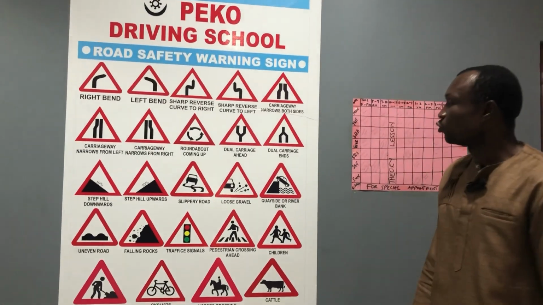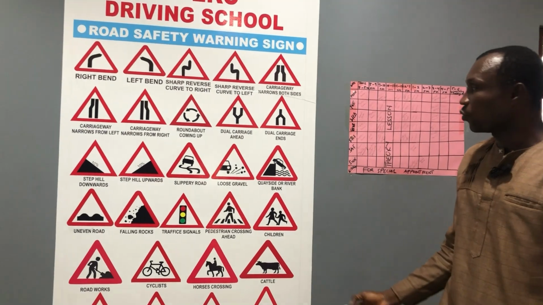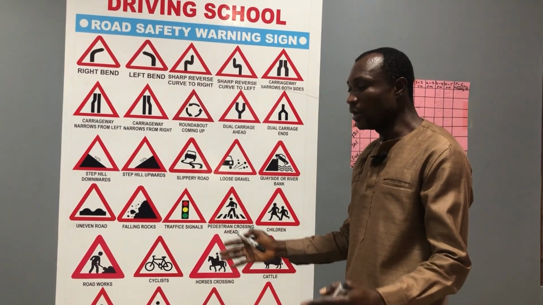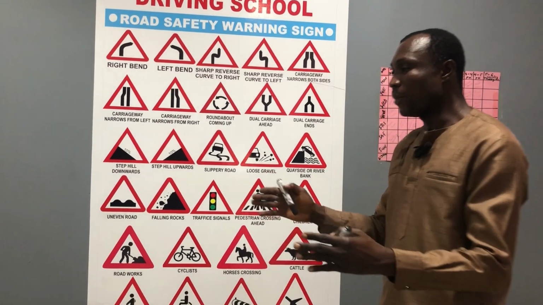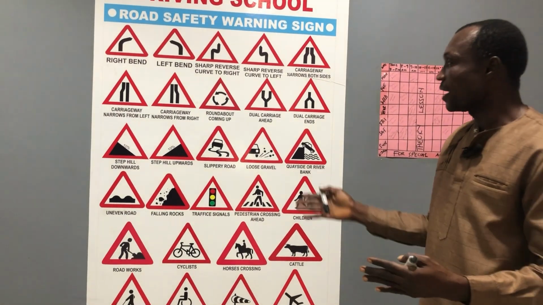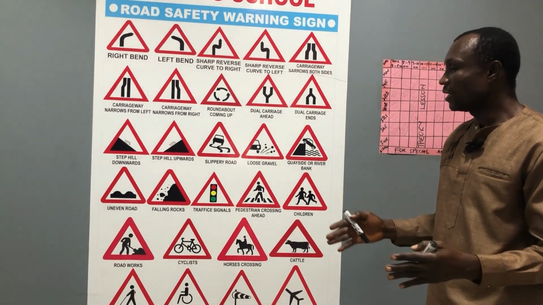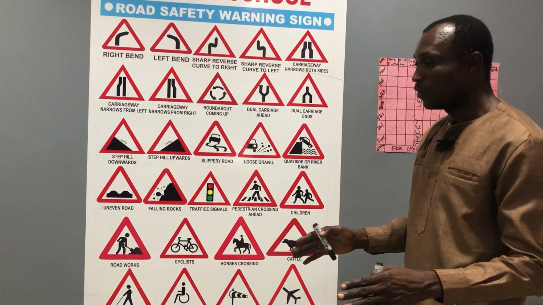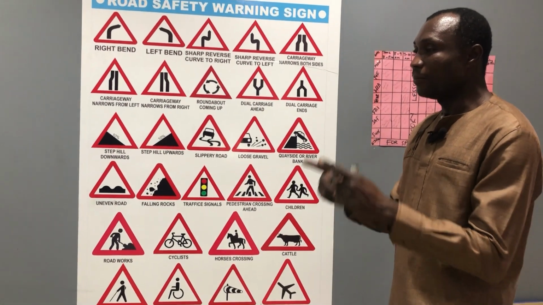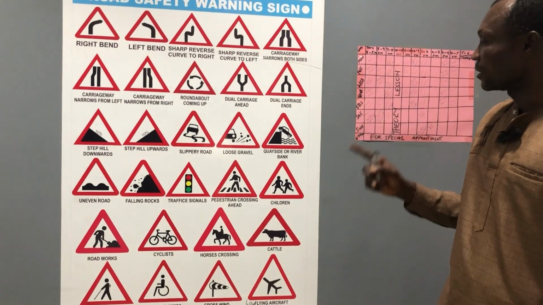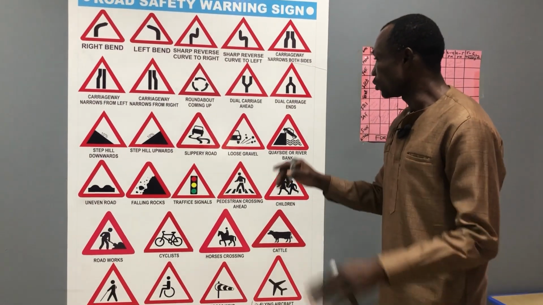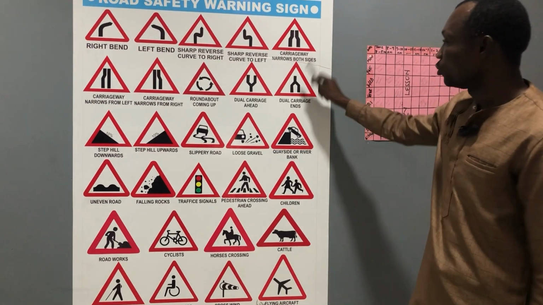Now, end of dual carriageway road. They are warning us that the road we were using, which is a double road with a center island or pavement separating one road from the other, is now telling us that we should be very careful. The road is now becoming a two-way traffic road, a single carriageway road. So we should reduce our speed in order to join them.